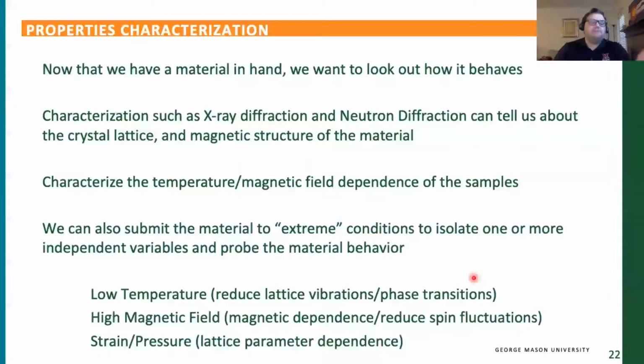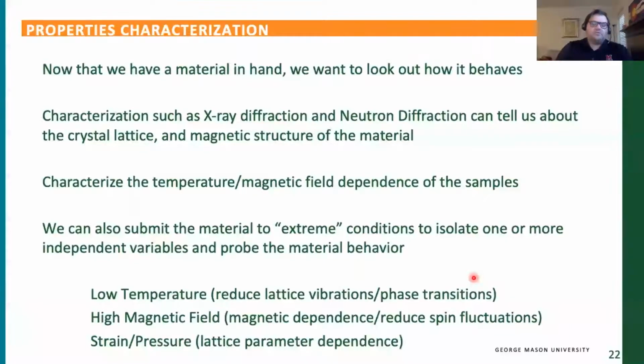Some examples of this are going to extremely low temperatures. If we reduce the temperature to near the T=0 limit, this completely wipes out lattice vibrations and things like phonons in the material, and allows us to view quantum phase transitions as we change other variables such as pressure or doping or magnetic field.